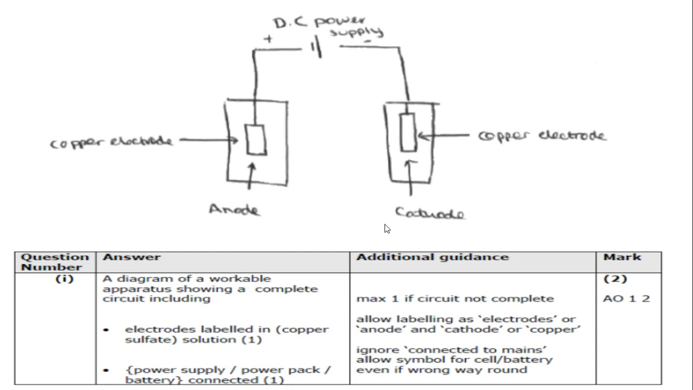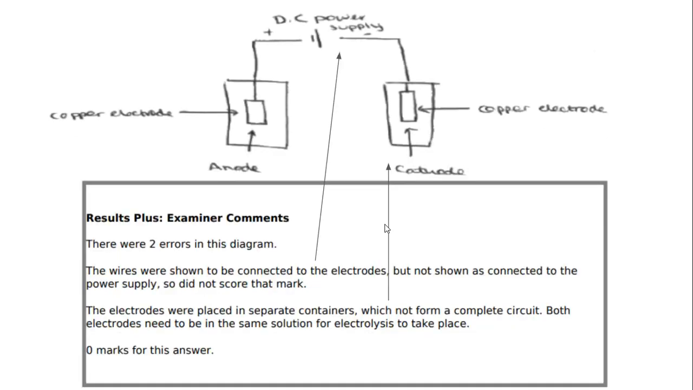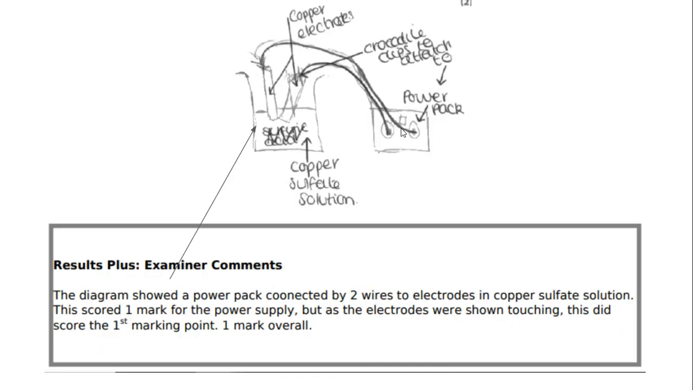In actual fact, the examiner gave it 0 marks for 2 reasons. The first one, it's not a complete circuit. At the top here, there are big gaps to the power supply, so it lost a mark for that. And then the second reason why it lost the marks is because it's 2 separate containers, and the 2 separate containers means it's not a complete circuit, it's not a workable diagram, therefore only worth 0 marks.